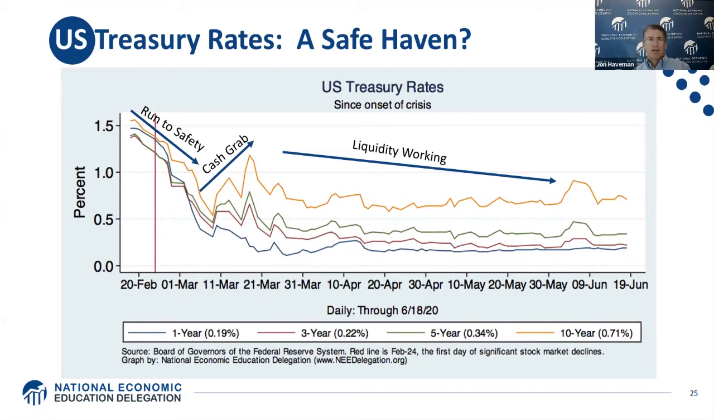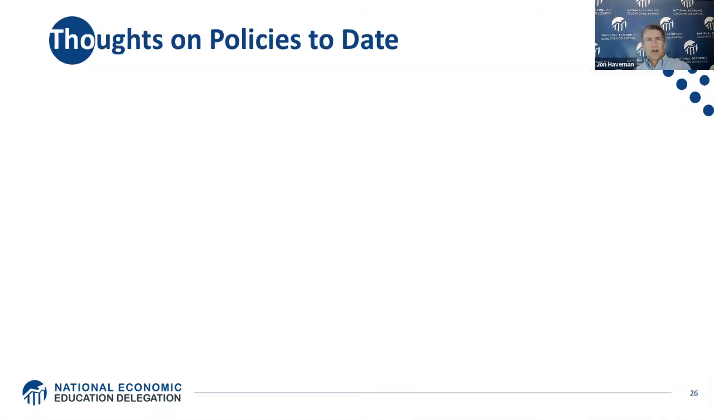Right, so the interest rate was up here about 1.5%, down to about 0.5, up to 1.2, and because of the Federal Reserve, we're back down to about 0.7% now. So interest rates are very low, making borrowing for the federal government relatively low cost. All right, some of my thoughts on policies to date.